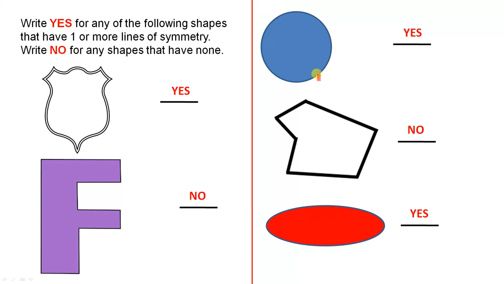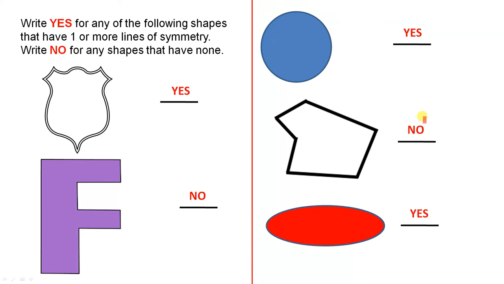And here are the answers. Yes, this does have a line of symmetry. That'll be vertical. No, this does not. You cannot draw a line anywhere on this letter to cut it exactly in half. This circle is very interesting because you can draw many lines of symmetry or many axes of symmetry for this circle, as long as they all go through the center.